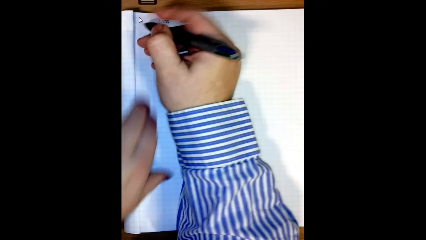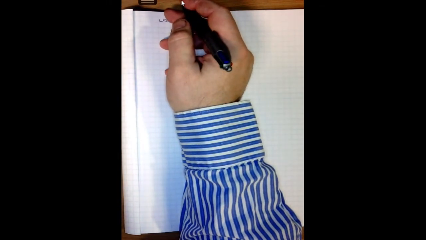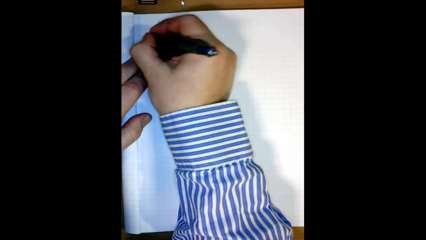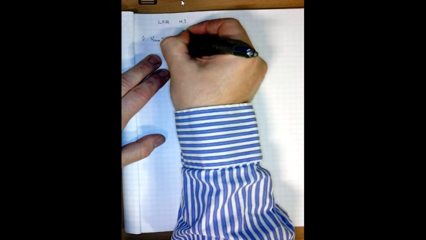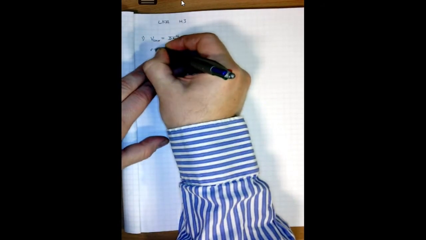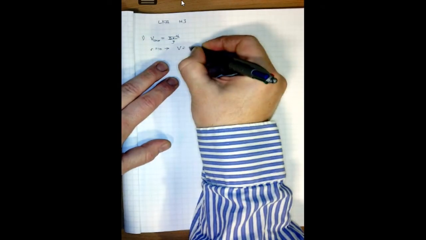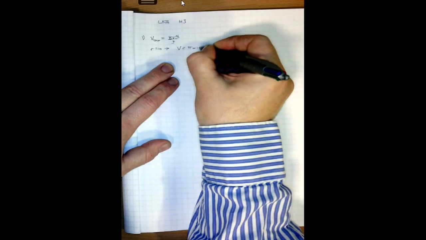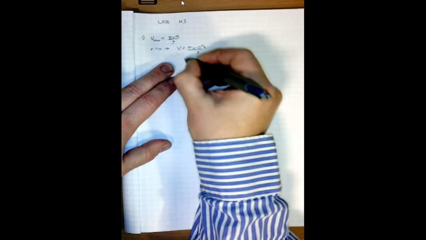Question number 1. I'm given the volume of a cone, pi r squared h over 3, and I'm given the radius, so the volume is pi times 10 squared times h over 3, and I'll just write that a little bit more neatly as 100 pi h over 3.